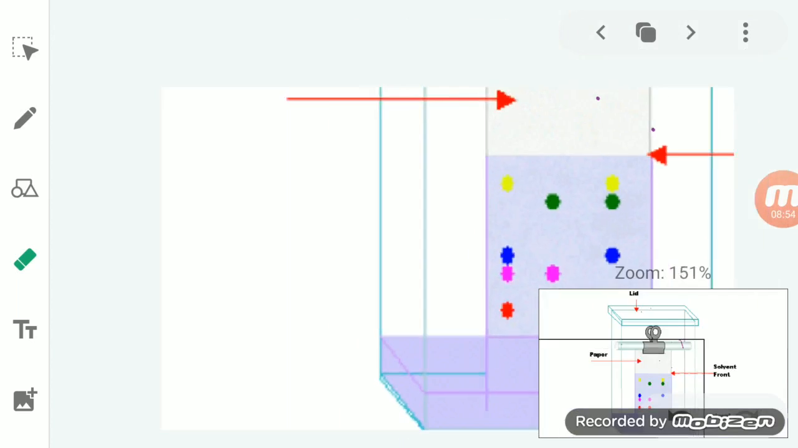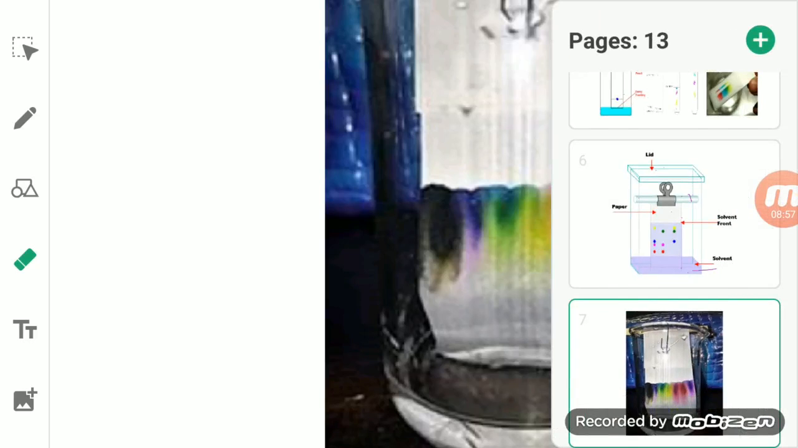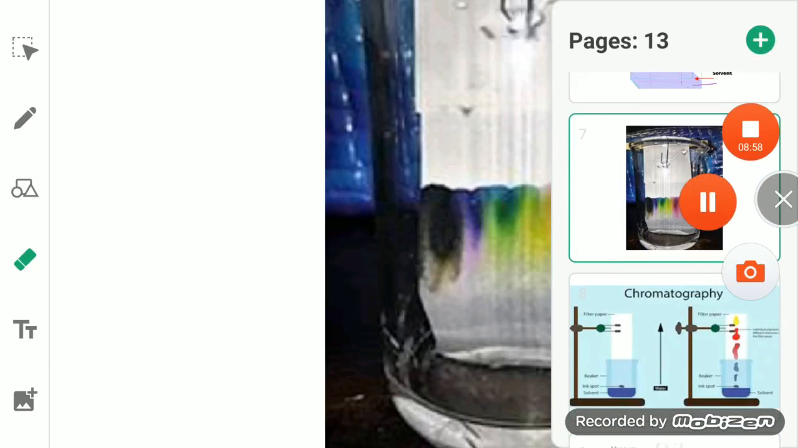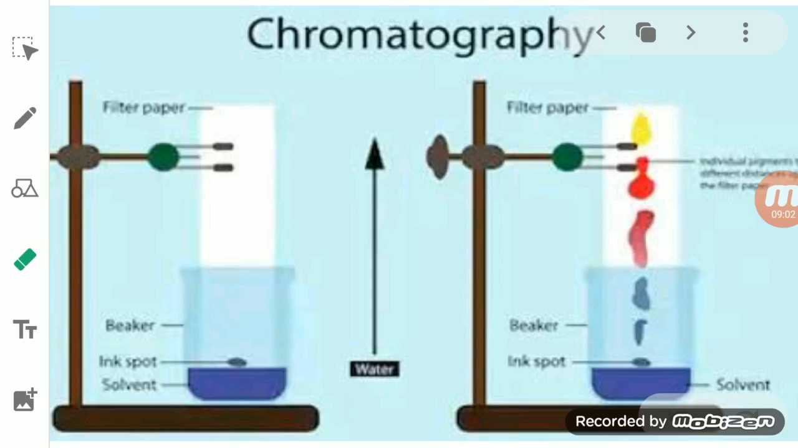When you leave it undisturbed for some time, what will happen? You can see here, this is the ink spot, this is the solvent, and the ink spot is just above the water level. Now the water will gradually rise up the filter paper by capillary action, and when the water moves up, it takes along the dye which is present in the ink.